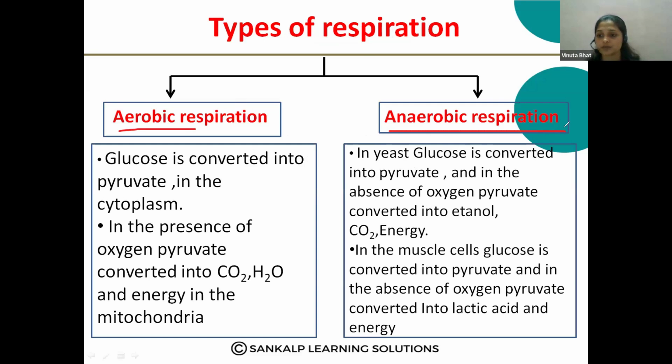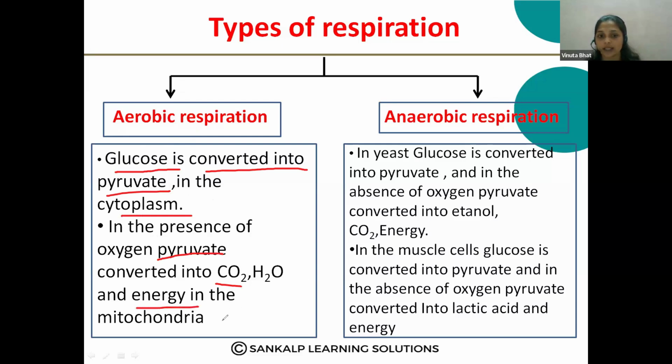What is aerobic respiration? Aerobic respiration means the oxygen we take in is used for the breakdown of glucose. In aerobic respiration, in the first step, glucose is converted into pyruvate, the 3-carbon molecule, in the cytoplasm, and in the presence of oxygen, pyruvate is converted into carbon dioxide, water, and mainly energy in the mitochondria.